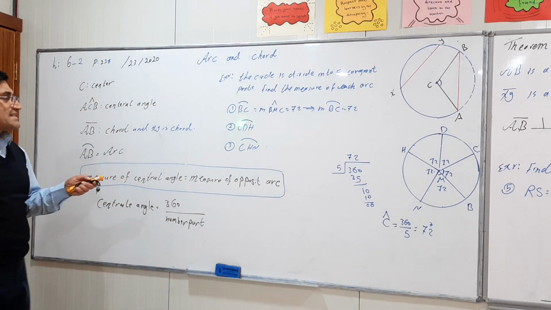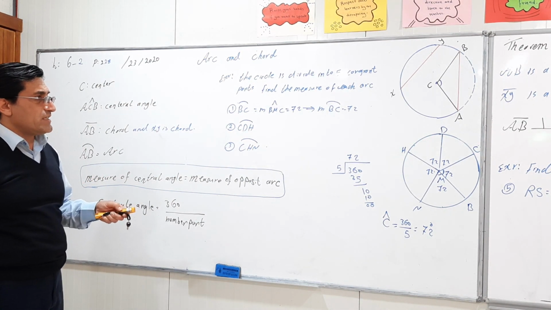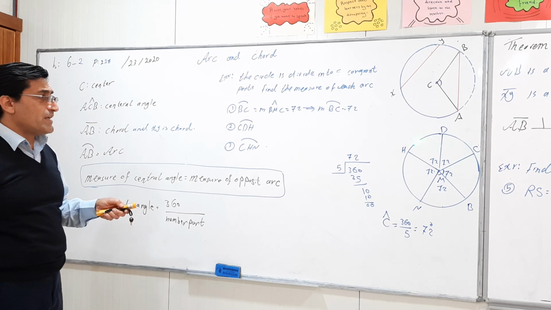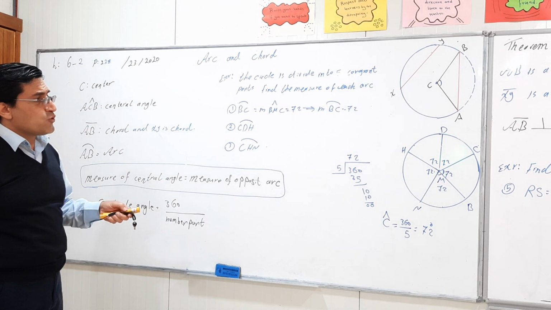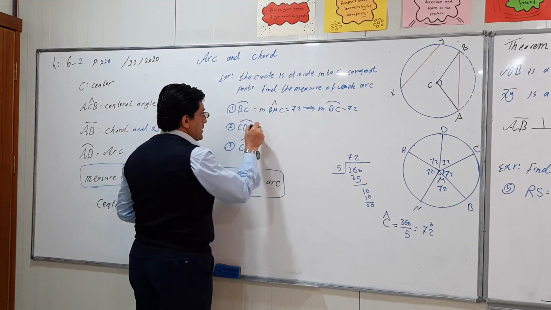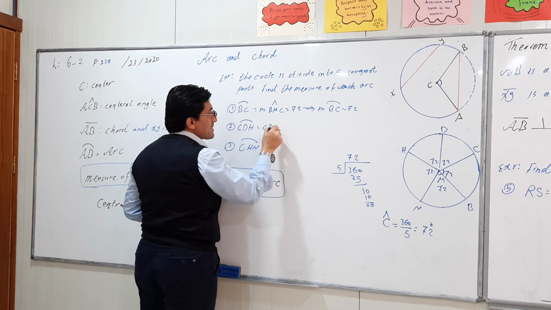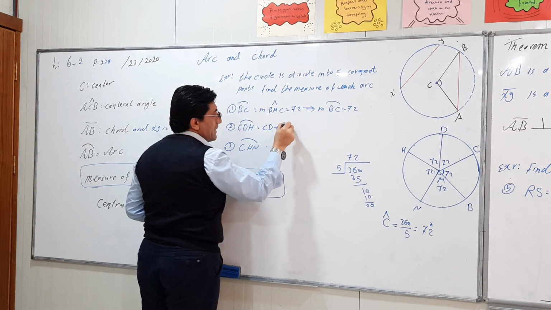Measure of arc CDH, where is CDH? Arc CDH is made of two parts, part one and part two. That means arc CDH equals arc CD plus arc DH.